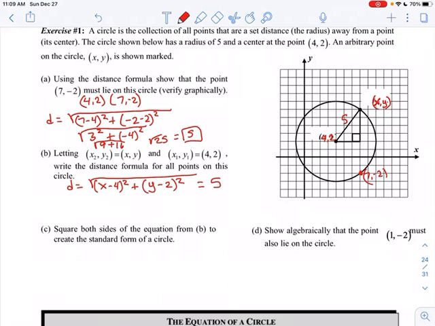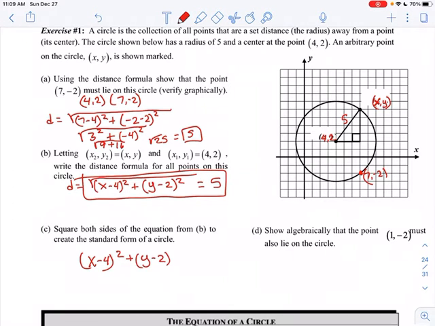Now they want us to square both sides of the equation that I just did, so this equation right here, they want me to square both sides. When I do that, the radical on the left disappears, and on the right, 5 is just going to be squared. And 5 squared is 25. This is the equation of a circle, which we went over last year.